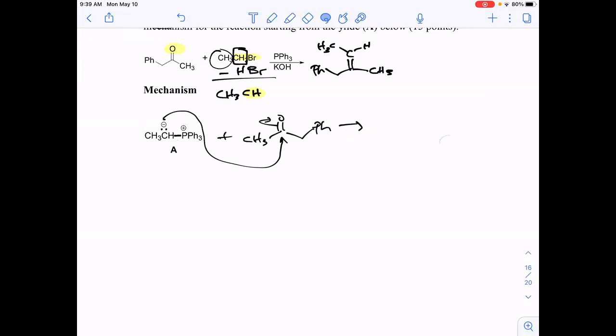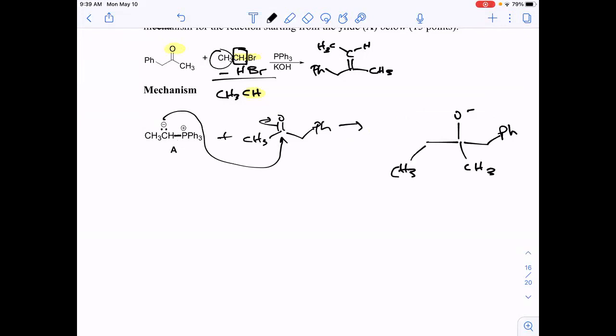I'll write it this way. I have a question. Go ahead. So is it gonna form the same intermediate every time? Yes. Same type of intermediate? Same type. Okay. So then you'll have this.